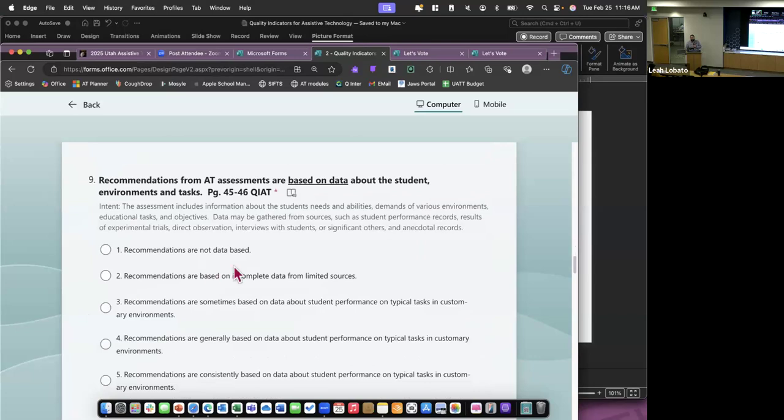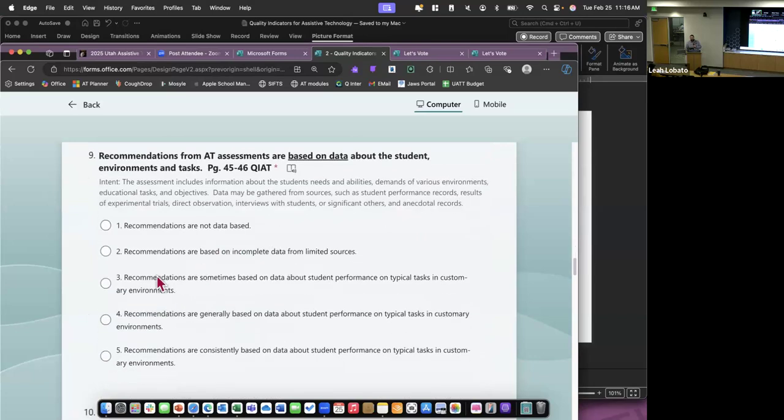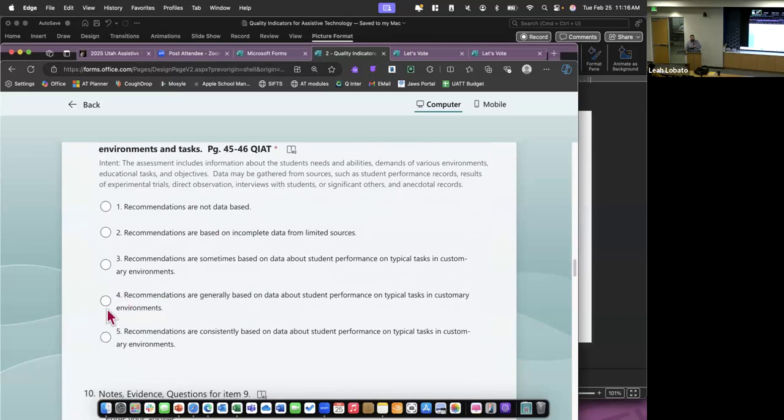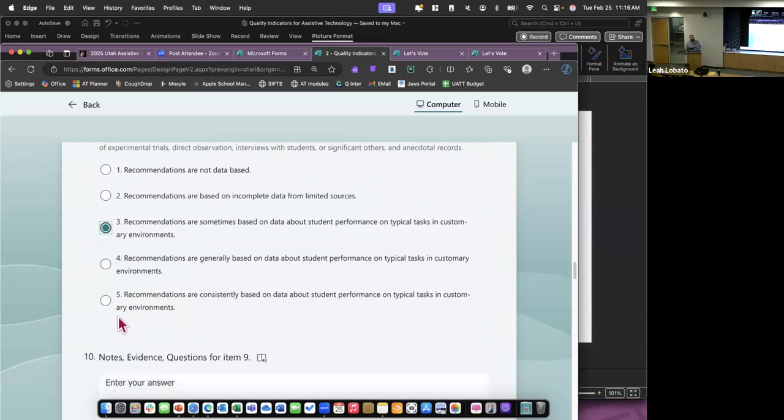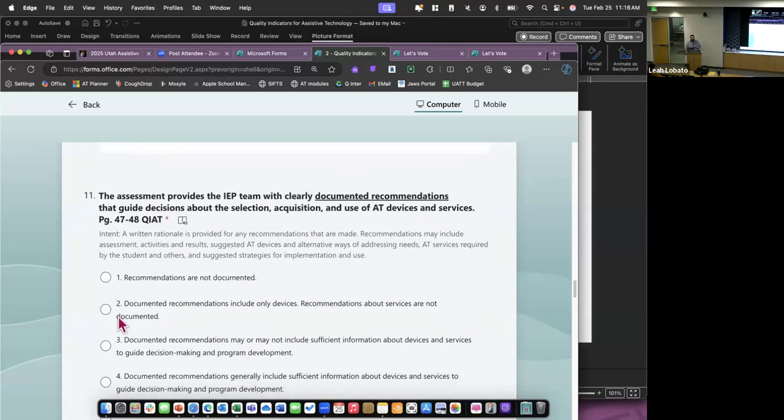Next question, recommendations from AT assessments are based on data about the student. And again, that customary environments piece comes back to bite me a little bit. They're sometimes based on data about the student performance. Yeah, we're back to sometimes on that one.